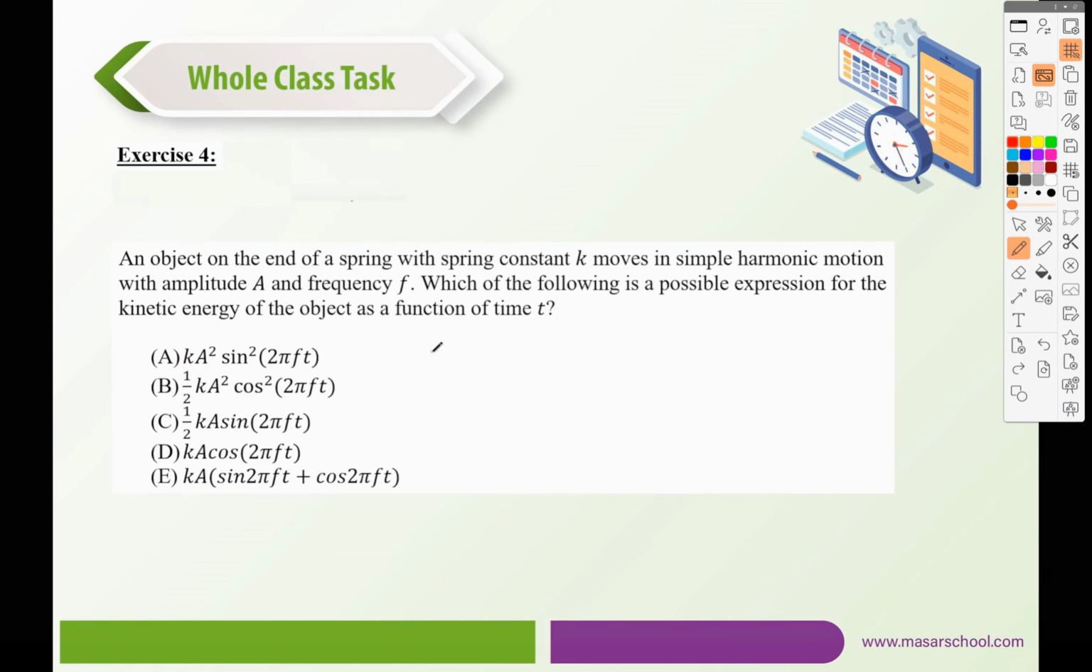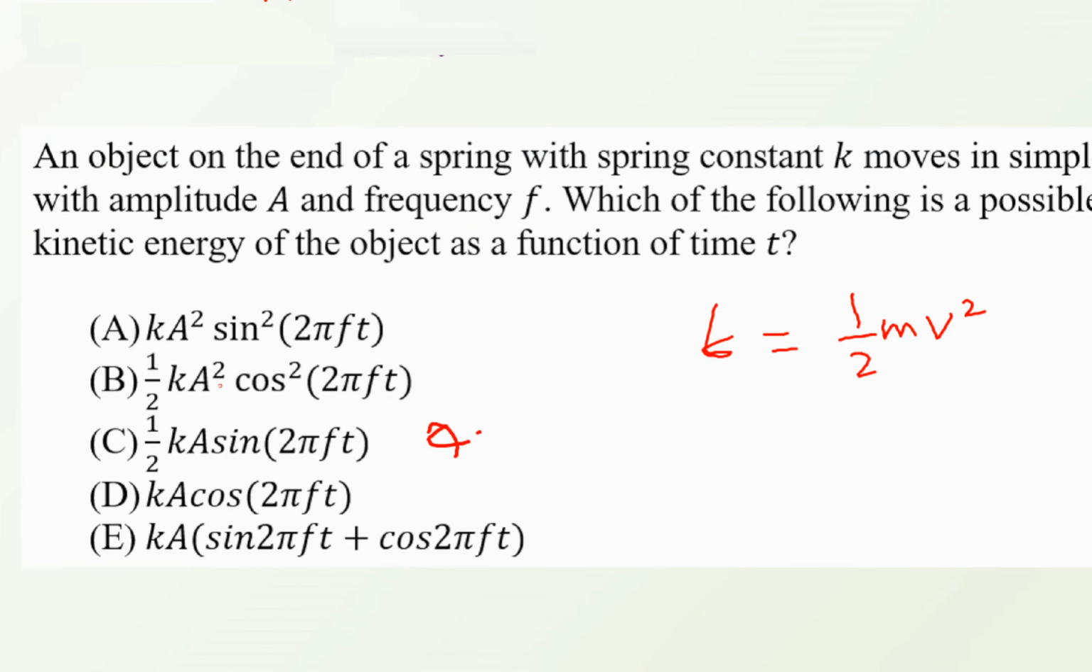Exercise 4. An object on the end of a spring with a spring constant k moves in simple harmonic motion with amplitude A and frequency f. Which of the following is a possible expression for the kinetic energy of the object as a function of time? We know that the kinetic energy is given by half mv squared. Now, notice that we don't have the initial phase, so I will take the initial phase to be 0, and omega will be represented as 2 pi f.